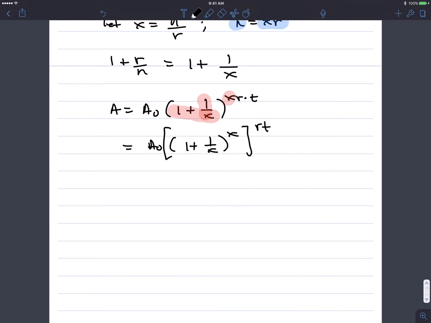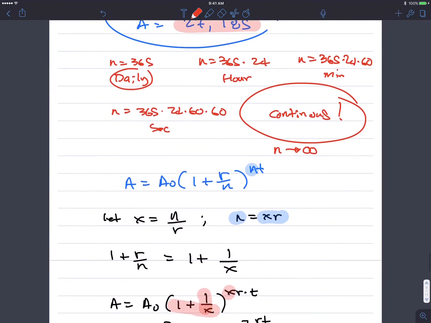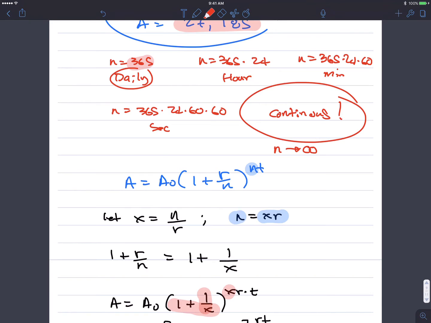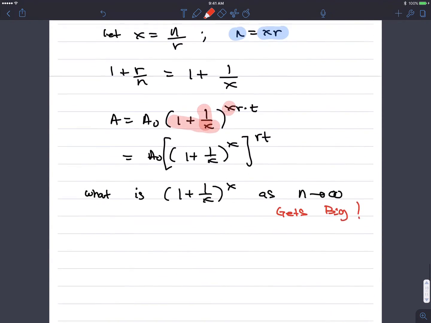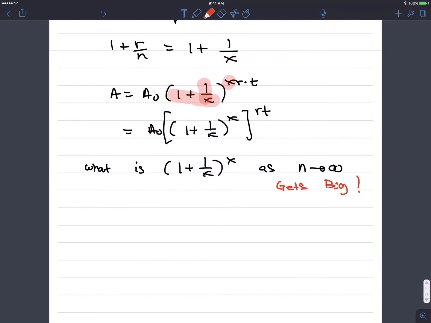Now here's the question: what is this, 1 plus 1 over X to the X power, as my N gets big? This means the number of interest payments gets big. Remember N was getting big? N here was 365, 365 times 24, 365 times 24 times 60, and so on. N is getting big. You with me on this? Now here's the key.